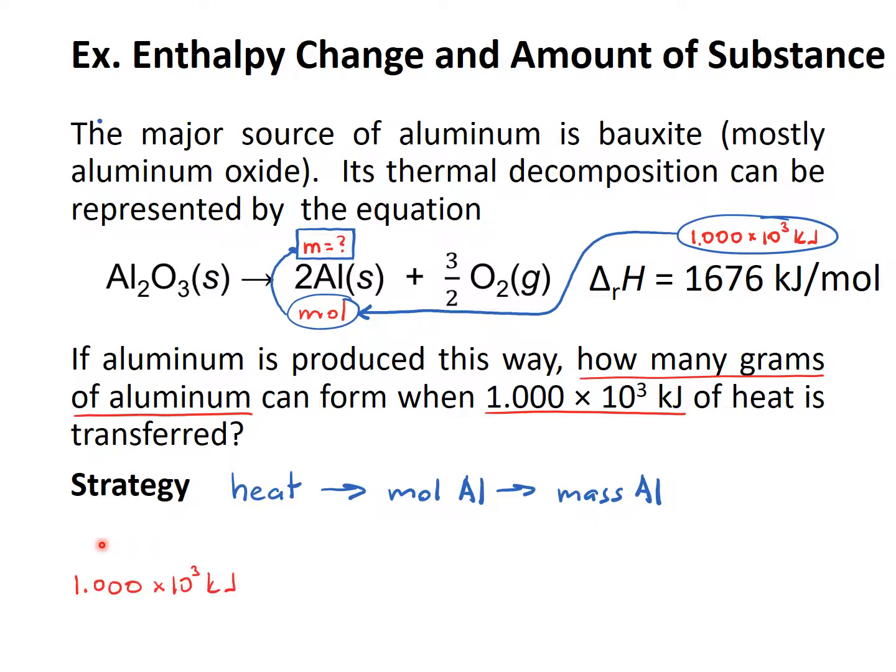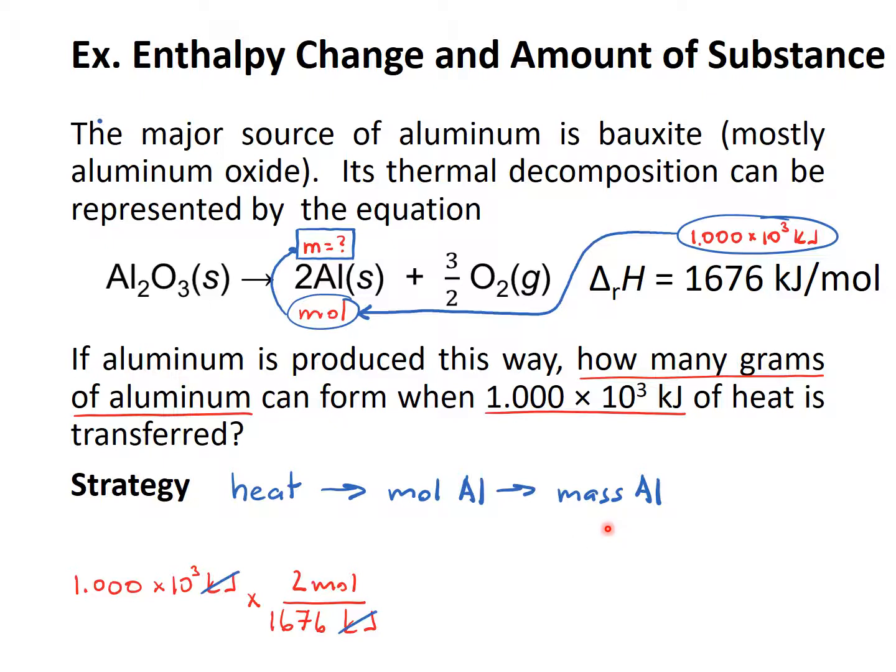So starting with the amount of heat transferred, which is 1.000 times 10 to the 3 kilojoules, we divide by delta HR, which is 1,676 kilojoules per mole of reaction. Now here we're interested in aluminum, and we notice that in this reaction, there are 2 moles of aluminum that are produced. So in this case, we would divide by 1,676 kilojoules per 2 moles of aluminum. In doing so, we see that the kilojoules cancel, leaving us with moles of aluminum, which is what we wanted to calculate.